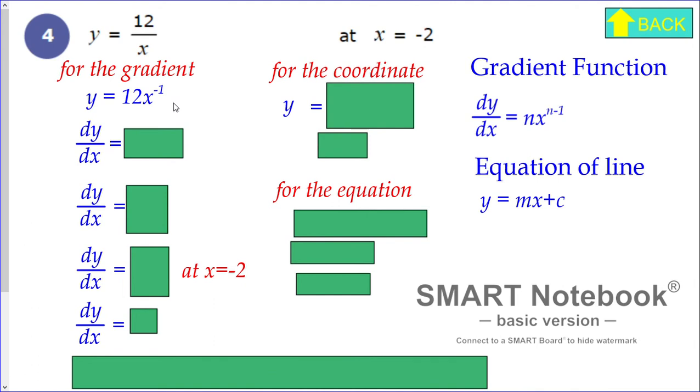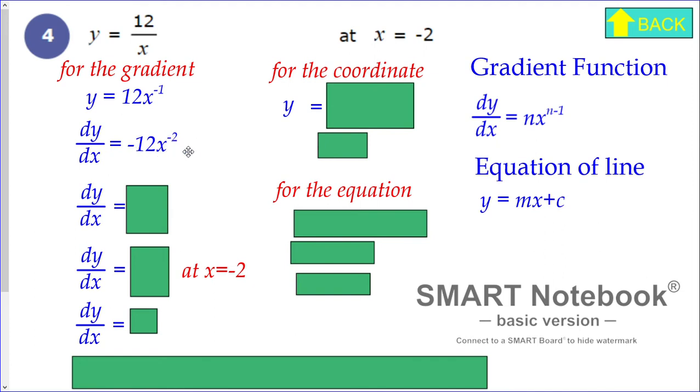For the gradient, recall that if you have 12 over x, we can't differentiate in this format. We need to bring the x up into the numerator. To do that, we use the rules of indices. The result is 12x to the power of minus 1. Now we do our same gradient formula as before. We bring down the minus 1. That's minus 1 times 12 times x to the power of minus 1 subtract 1. So the result is minus 12x to the power of minus 2.